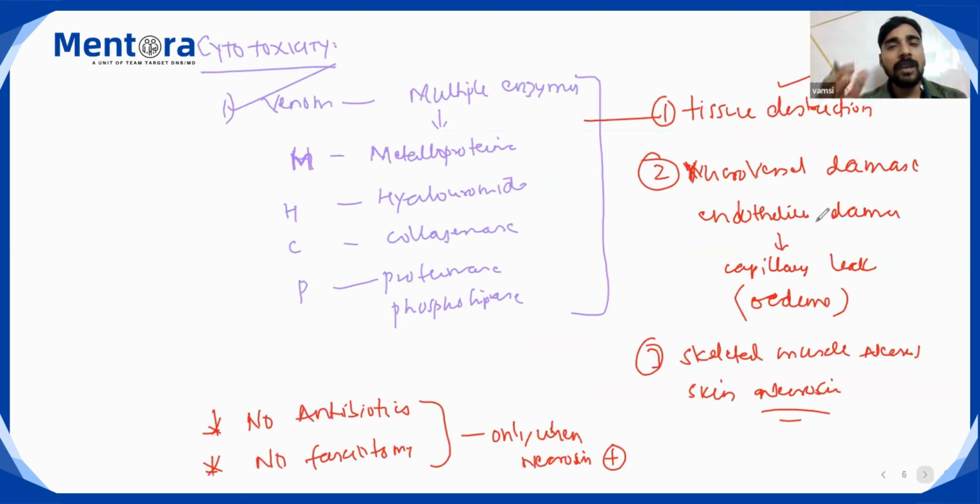In cytotoxicity, whenever venom enters the body, venom has multiple enzymes: metalloproteinase, hyaluronidase, collagenase, proteinase, and phospholipase. All these enzymes together cause local tissue destruction and lead to venom spreading. They also cause microvessel damage, which leads to capillary leak and produces edema, and finally leads to skeletal muscle necrosis and skin necrosis. So this is the spectrum of cytotoxicity. The only thing you have to remember here is, whenever the patient comes with swelling or anything, there is no role of antibiotics until there is some necrosis, and there is no role of doing fasciotomy until there is necrosis.